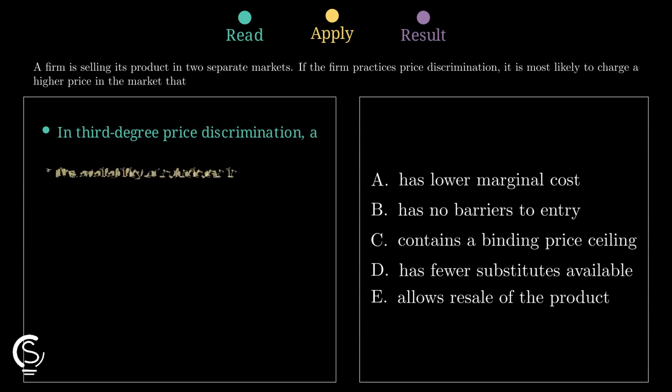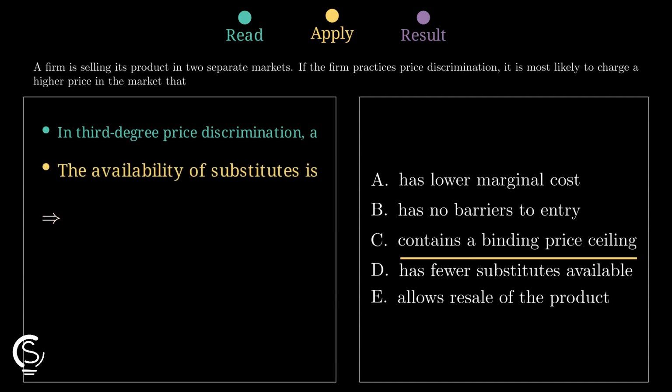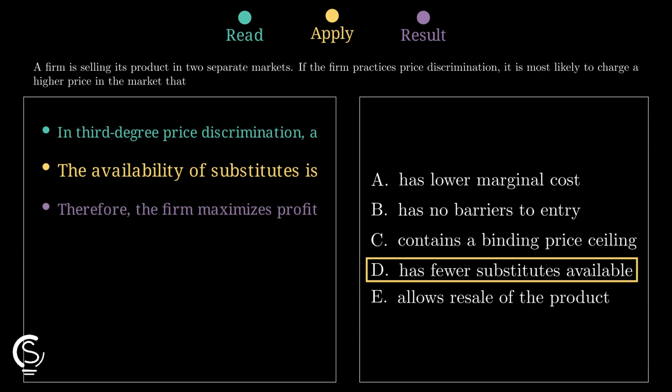Therefore, the firm maximizes profit by charging the higher price in the market with fewer substitutes available, which matches option D. Nice!